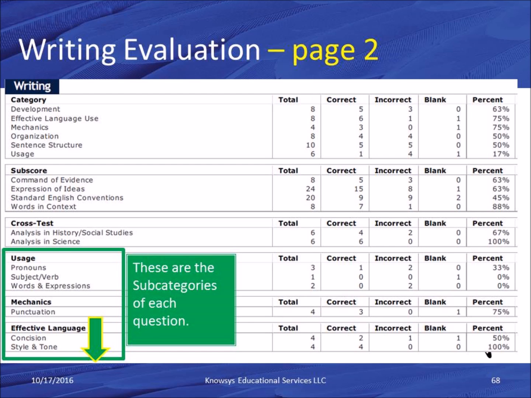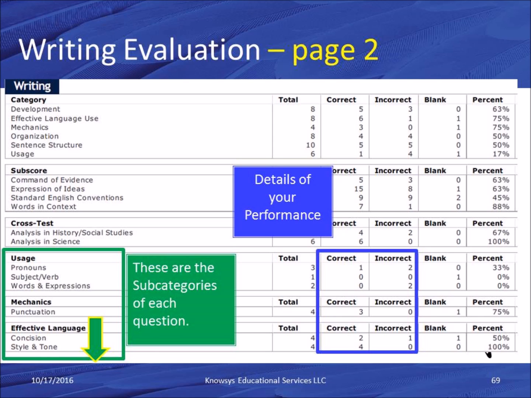There should be zeros all the way down that column. Now skip down a bit below the subscores and the cross-test. I want to take a look at the categories because then you can see the subcategories of questions. So under usage questions, which is a type of grammar, they ask about pronouns, subject-verb agreement, words and expressions. Mechanics is always punctuation. Do you need a comma, a semicolon, a colon, a dash? What do you need in this particular sentence? And then under effective language use, you can see concision, style and tone, and you can keep looking down. So all 6 of the categories will have their subcategories of questions.